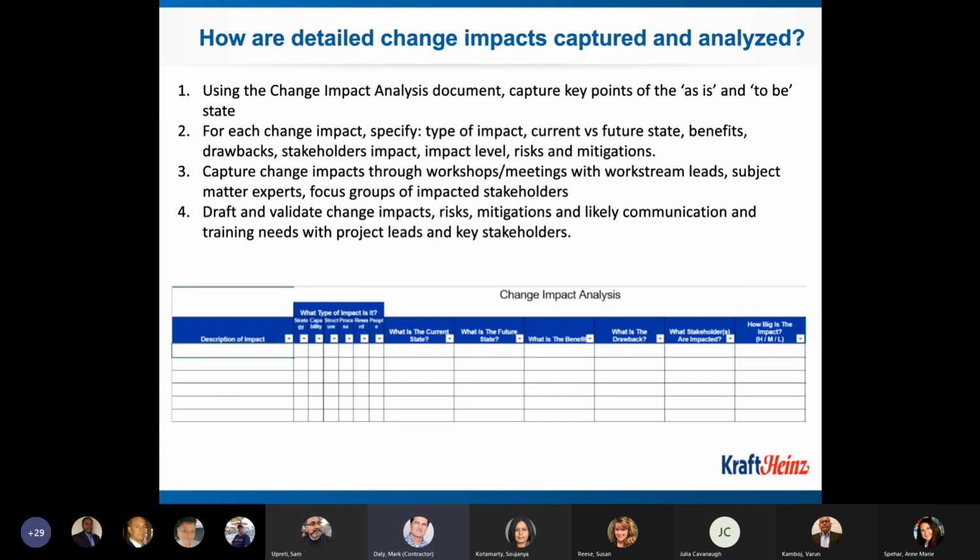So for each change impact, yeah, you can specify things like the type of impact, the current and future state, benefits in relation to a particular change, the benefits and drawbacks, the stakeholders impacted. Actually, I sometimes add whole rows, columns along the top to actually specify the impacts of particular things, because I find that sometimes easy to manage. So add that in.